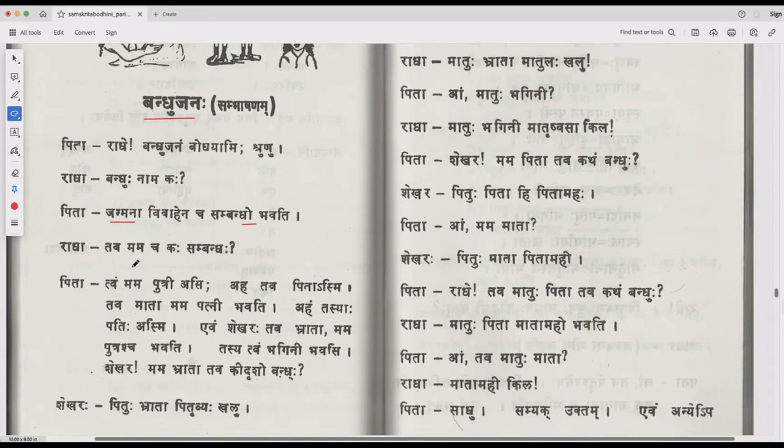Okay, so between is actually for sixth case also. Among you and me. Between you and me. Mama is mine. Tava is yours, right? Yes. So how does it go? Tava is your and mine.